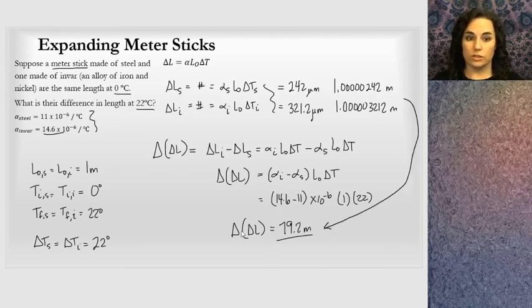That's their difference in length. So instead of actually calculating their new lengths, I found the difference in their expansions, and that will be the difference in their lengths as well. It's just a little bit quicker way to calculate that. And that's how you would use that equation. Pretty straightforward.